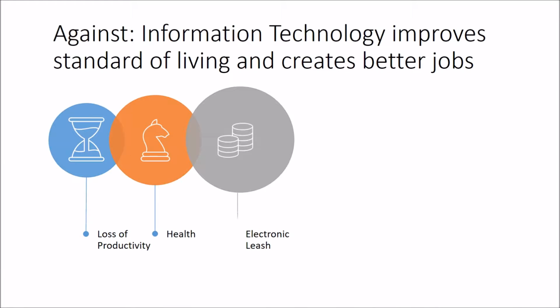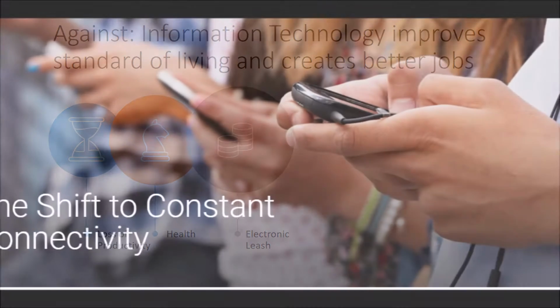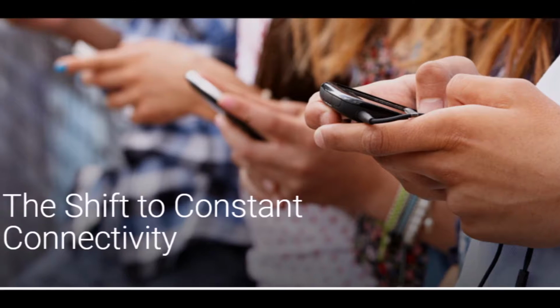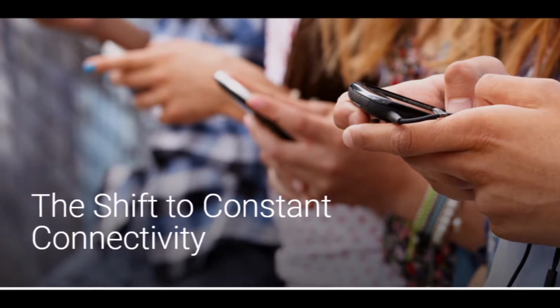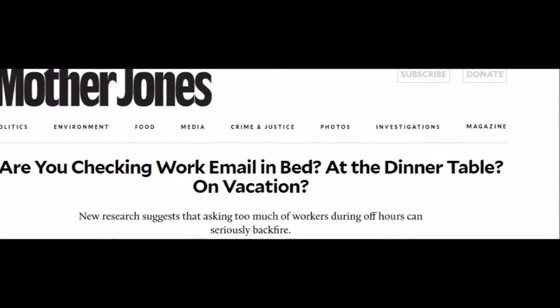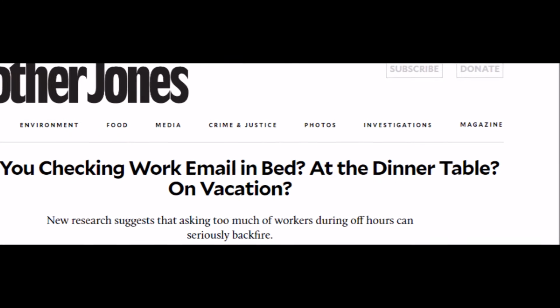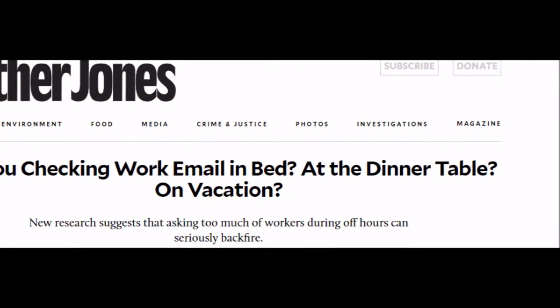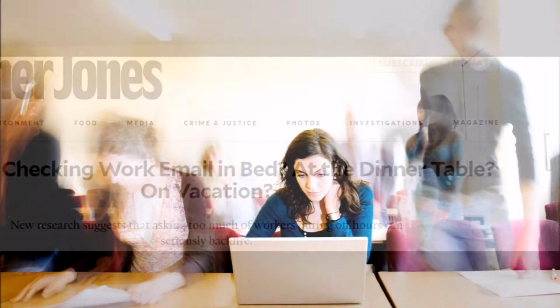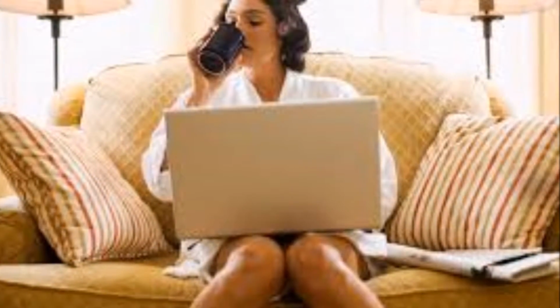The next topic of discussion is the recently phrased concept of the electronic leash. A major effect of this age of constant connectivity is the increased length of the average workday. Based on a survey conducted by a mobile software firm, 50% checked email while in bed and 38% while at the dinner table. Research from the University of Wisconsin points out that those who were constantly linked to work through their cell phones reported a decrease in family satisfaction.